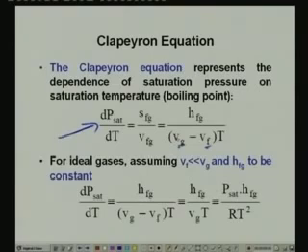So dP_sat/dT is given by s_fg/v_fg, where s_fg is the difference between the entropy of the saturated vapor and the entropy of the saturated liquid, and v_fg is the difference between the specific volume of the saturated vapor and the specific volume of the saturated liquid, and this can be shown to be equal to h_fg divided by (v_g minus v_f) times T.